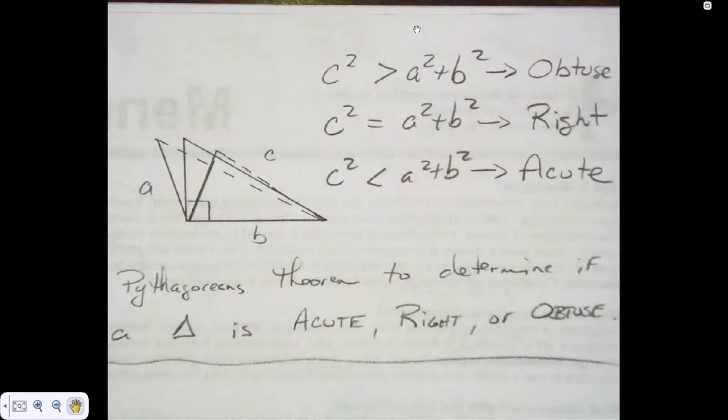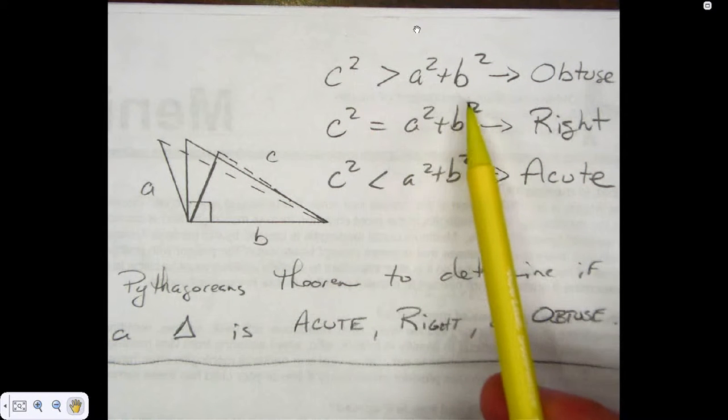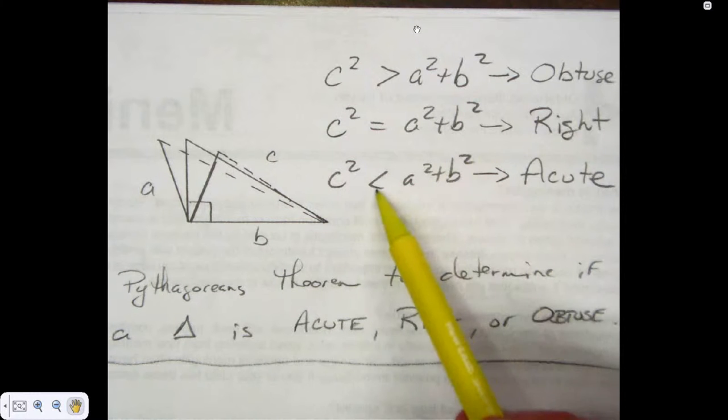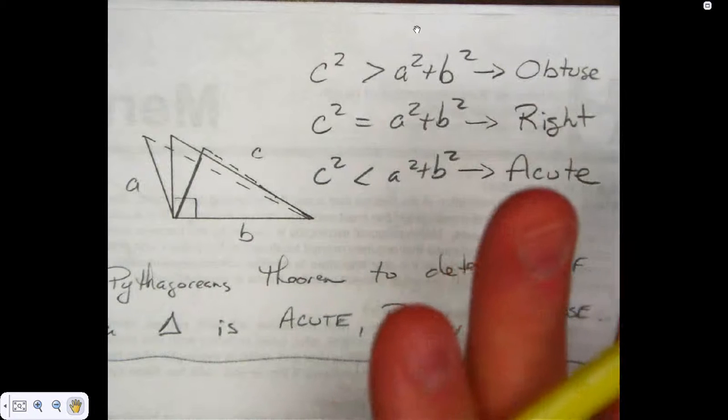So now, conceivably, I should be able to pick three numbers for the sides of a triangle and say, hey, is that an acute, obtuse, or right triangle? You can plug them in and see. It all has to do with the largest side. Is the square bigger than the sum of the other two squares? Is it equal to the sum of the other two squares? Or is it less than the sum of the other two squares? That's your test.